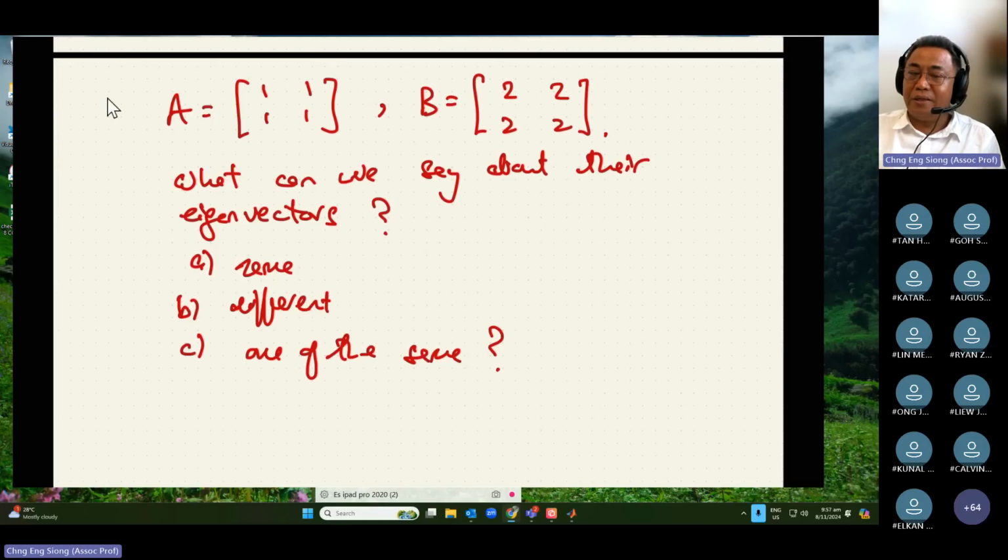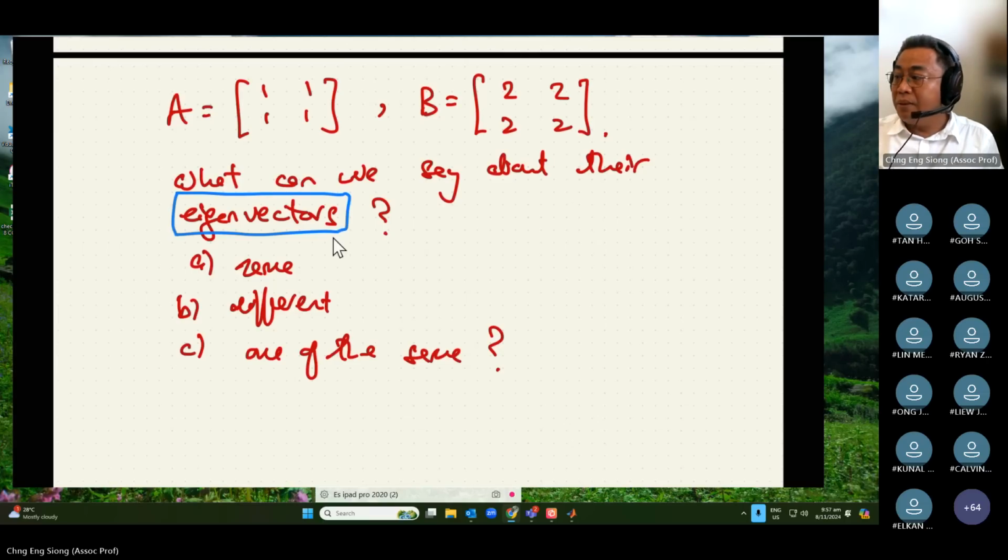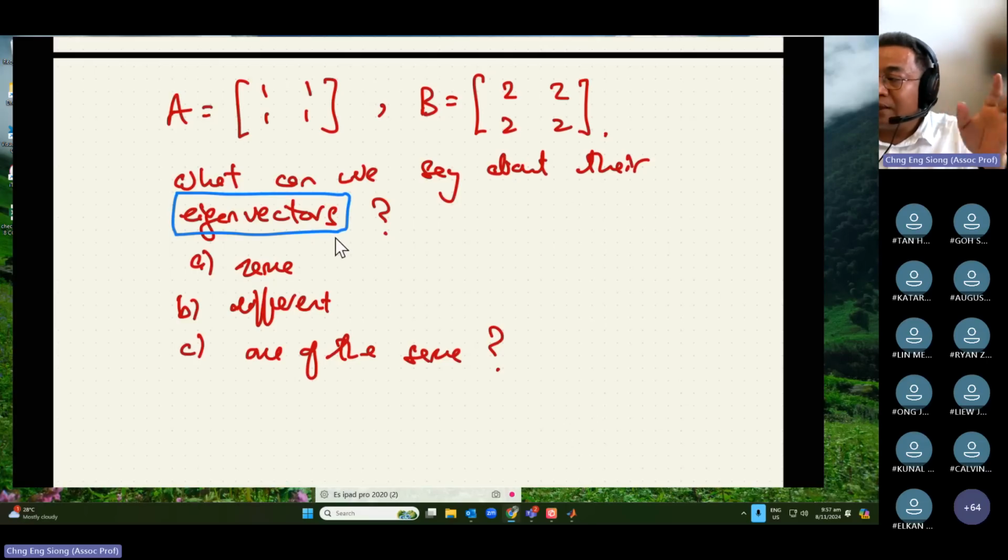The eigenvalues, we can already tell you. One of them is the same, one of them is different. We can even tell you the value. But now, what about the eigenvectors? Anybody? This is my last slide. After this, I'm done. Please participate. One? No, no, no. We're not asking about the eigenvalue now. We are talking about their eigenvectors.